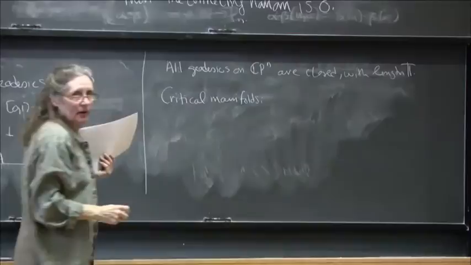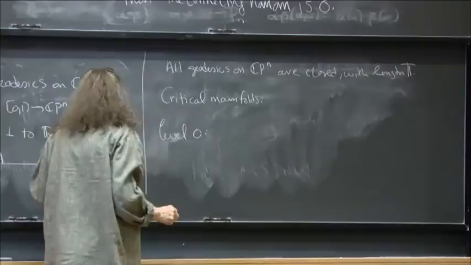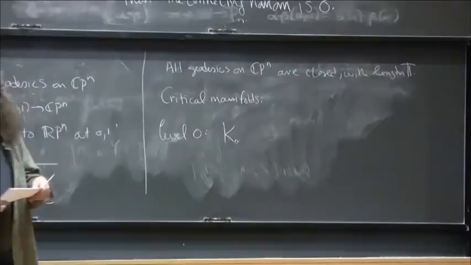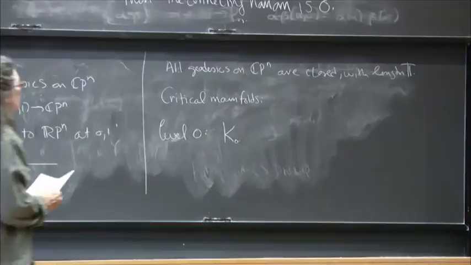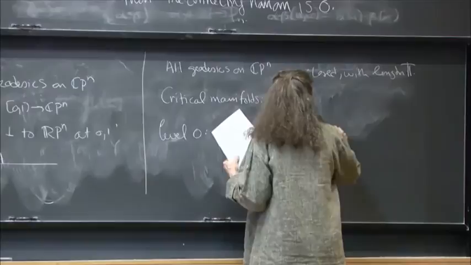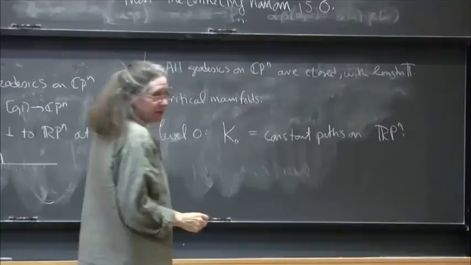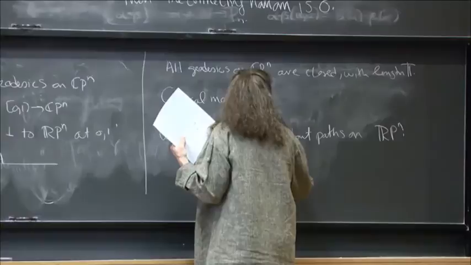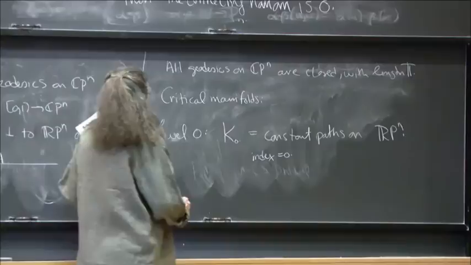The first one is at level 0, which I will call K0. This is just the set of all constant paths on real projective space RPn. These are all minima, so the index is 0. The nullity is the dimension of that, just n. So what about level 1? Well, it's actually level pi over 2.